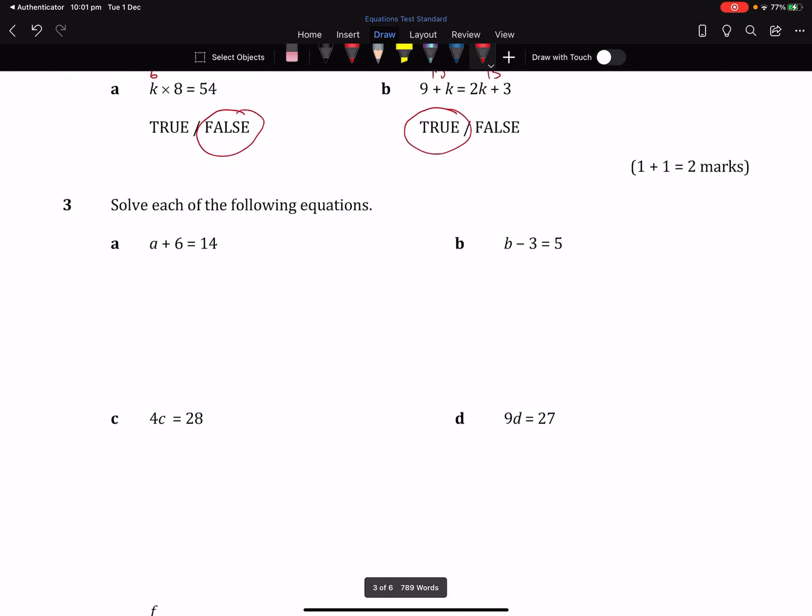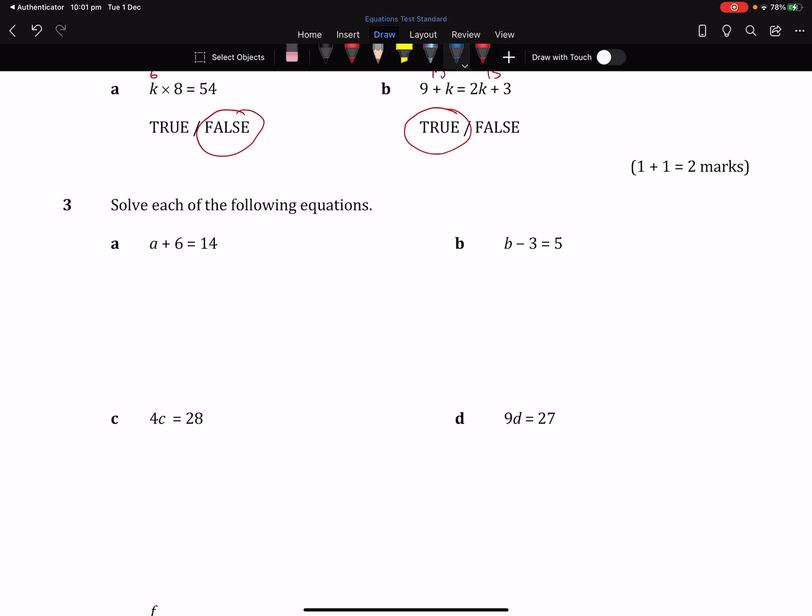Moving on to question 3. Solve each of the following equations. So at this point now I do expect to see the full working out, and again preferably showing the different colour to make it clear when you're showing out your working. Again, this pretty much happens from here on out.